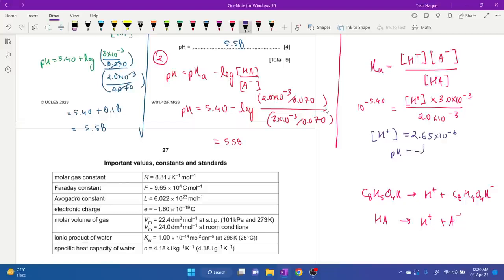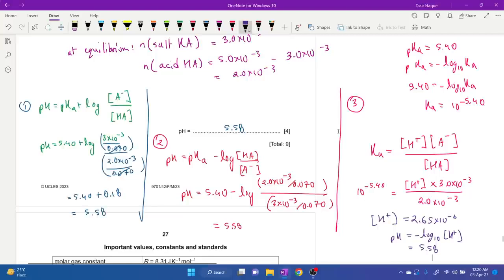Now you know that pH is equal to minus log base 10 H plus. So use your calculator answer. Minus log base 10 answer gives you a value of also 5.58. So that's option number 3. But yeah, go for the Henderson-Hasselbalch equation because it's much more easier, right?